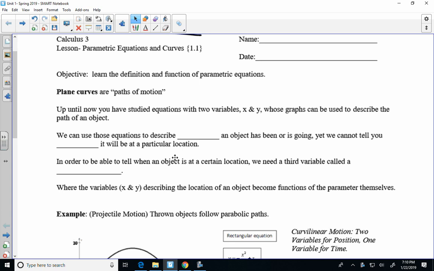Parametric equation. The root of that term is parameter. So that's the part that we need to really delve into, but before we do, we've got to lay the groundwork for it.